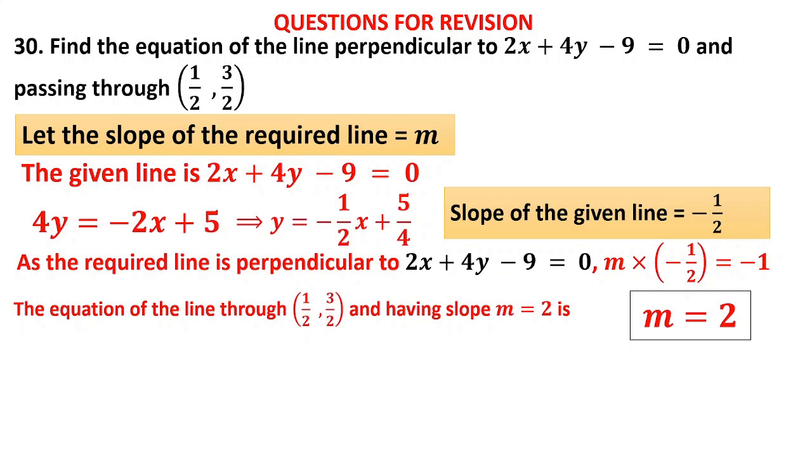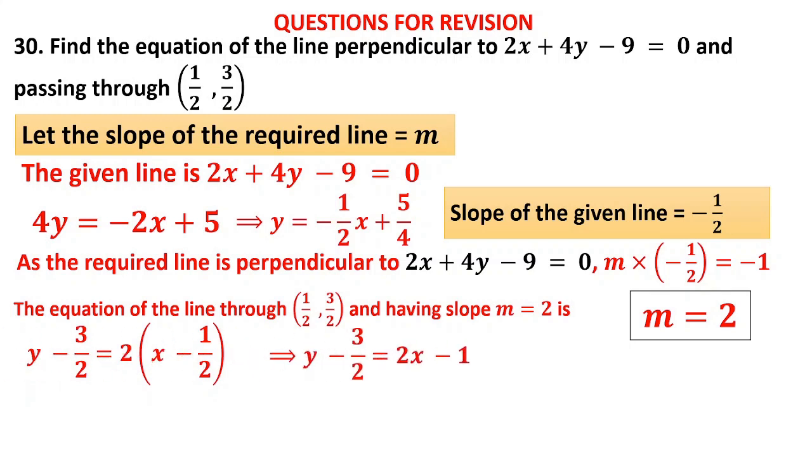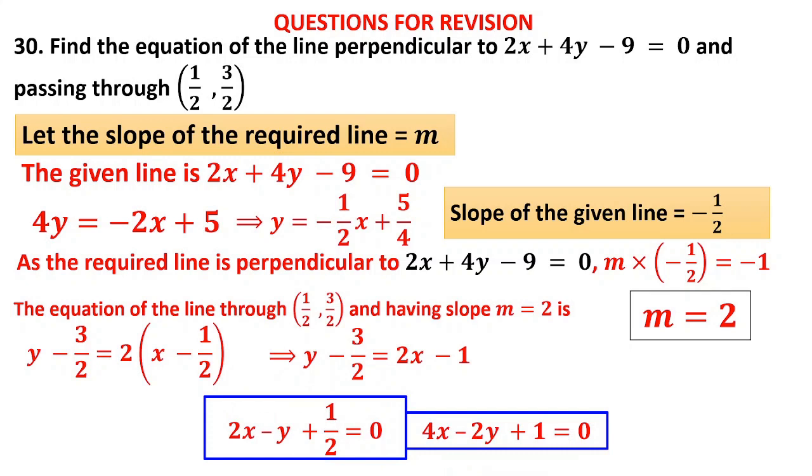Let us use the point slope form. Passes through 1 by 2, 3 by 2 and having slope m is equal to 2. I am using the formula y minus y1 is equal to m into x minus x1. I am getting the answer as 4x minus 2y plus 1 is equal to 0.